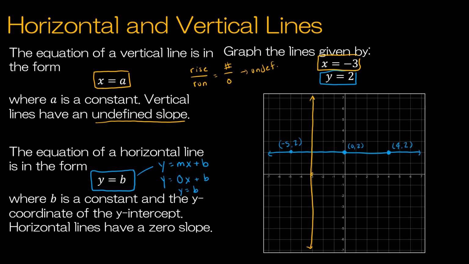So here the point is -3, 0, so the x value is -3. Here the value is -3, 5. Again, x is -3. Here the value is -3, -4. And again, the x value is -3.